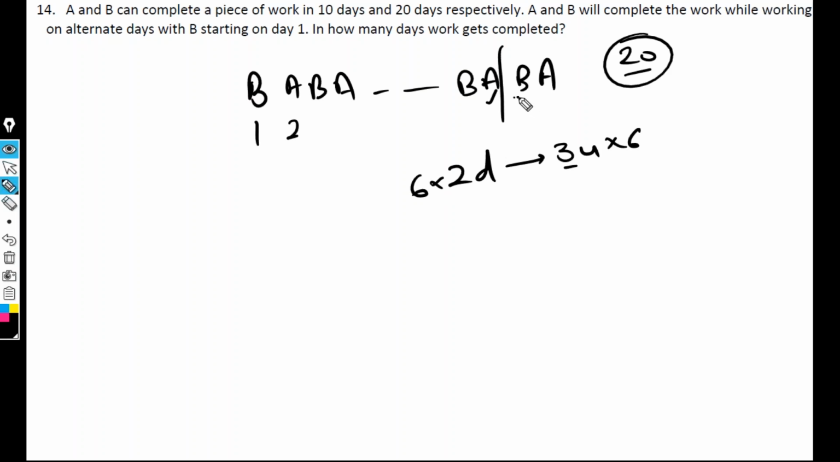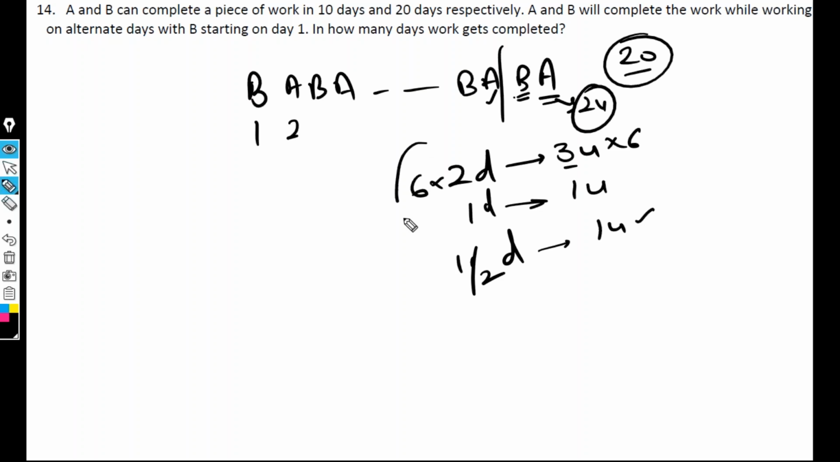2 units of the work are remaining, out of which on the next day B will complete 1 unit, and still 1 unit is remaining. On the next day, A can complete 2 units. So to complete 1 unit, he will take another half of the day. So answer comes out to be 13.5 days. Is it clear, everyone? Those who wrote the answer as 14, it's not 14, it is 13.5.